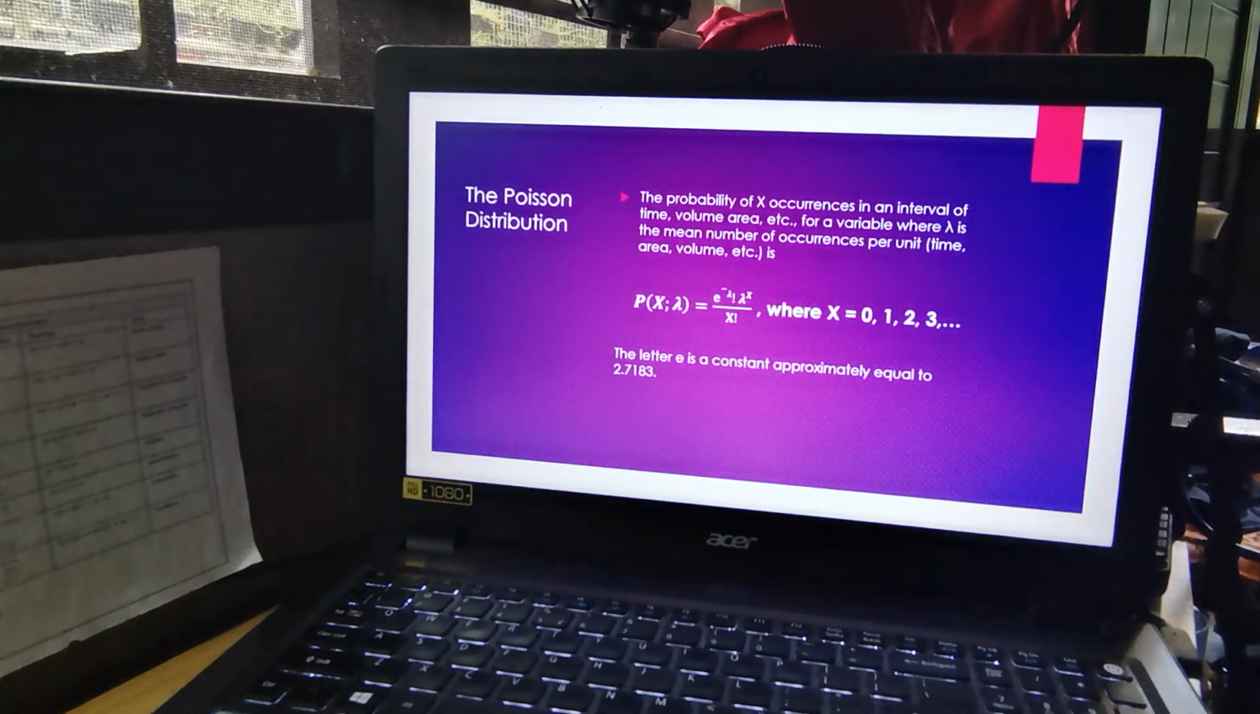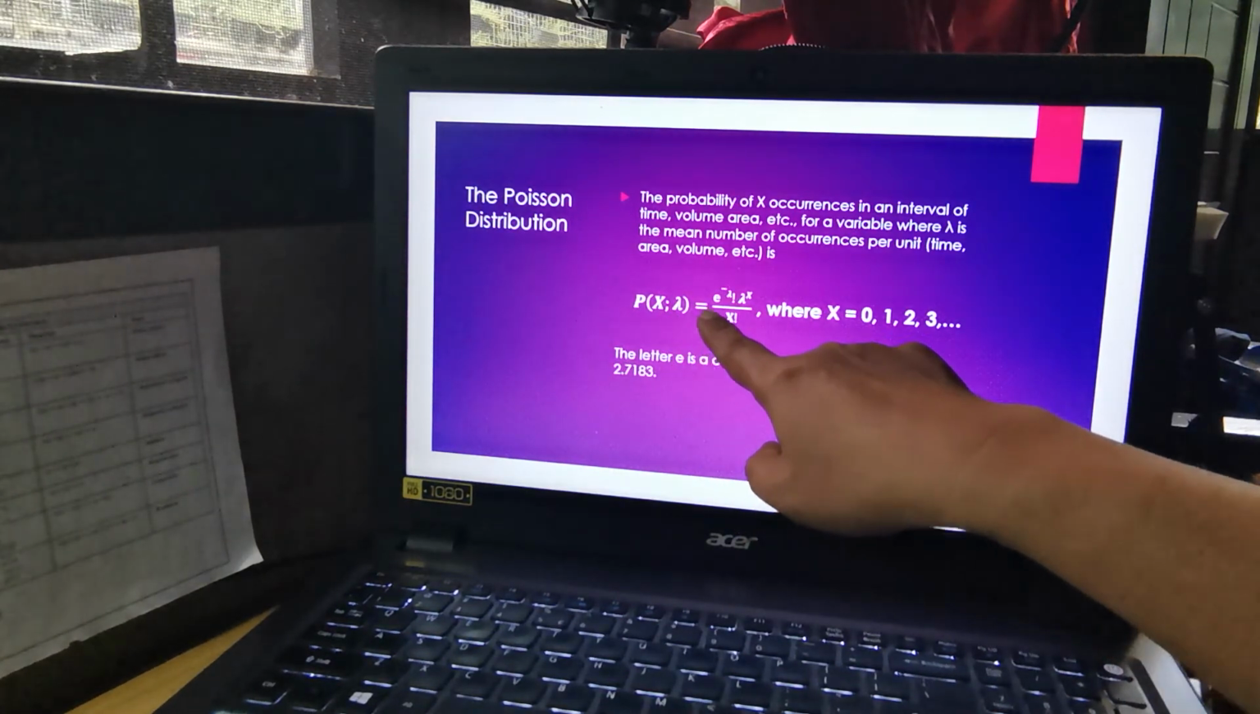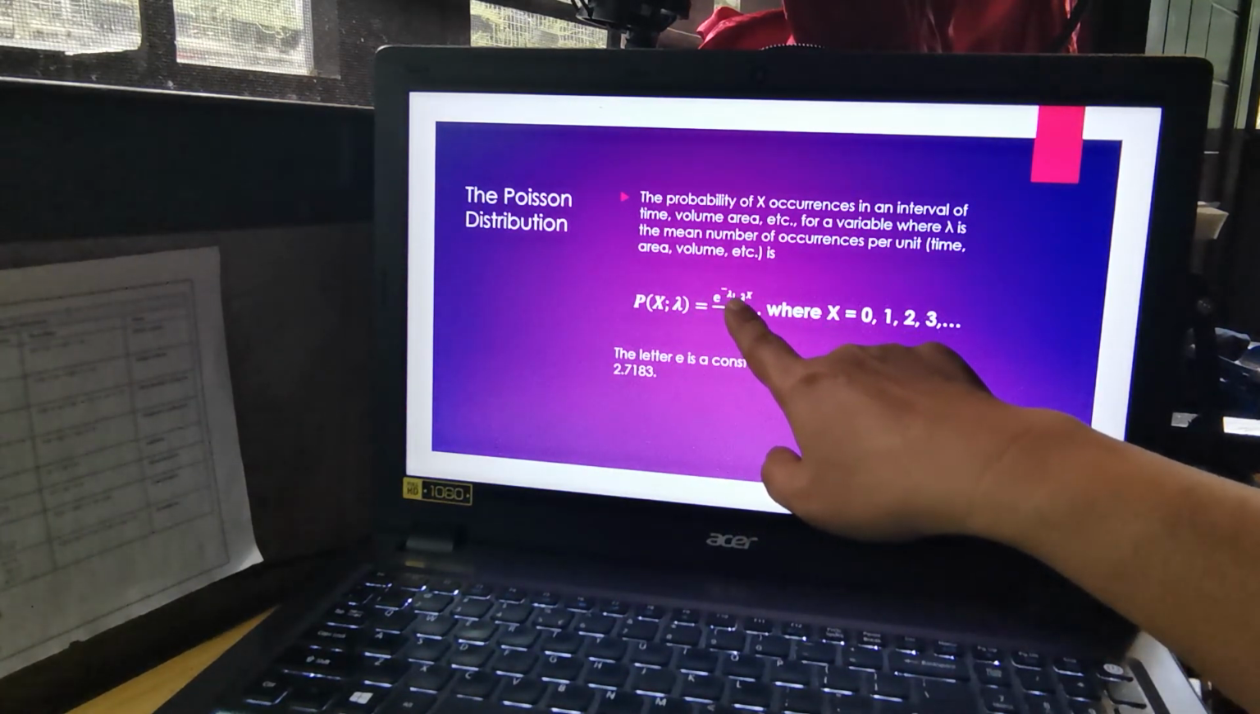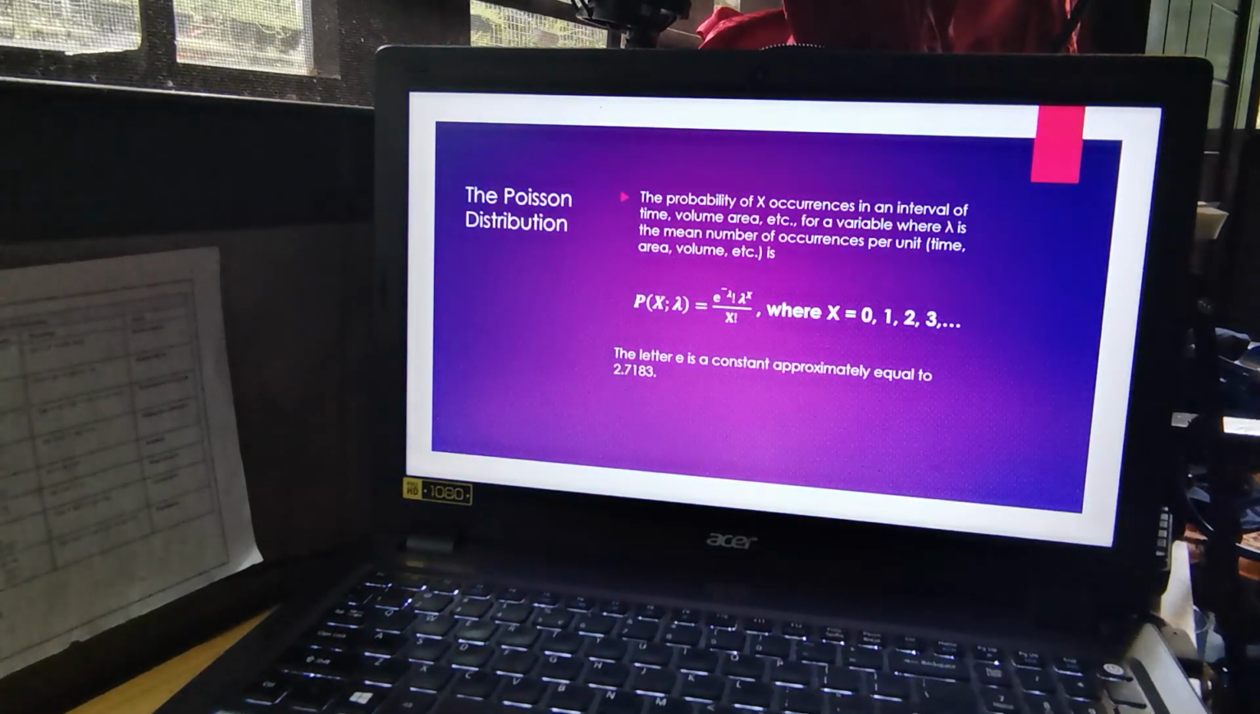Okay, so we have here the probability of x given lambda is equal to e raised to negative lambda times lambda raised to the x over x factorial, where x can assume the values 0, 1, 2, and 3, and so on. So the letter e there is a constant approximately equal to 2.7183.